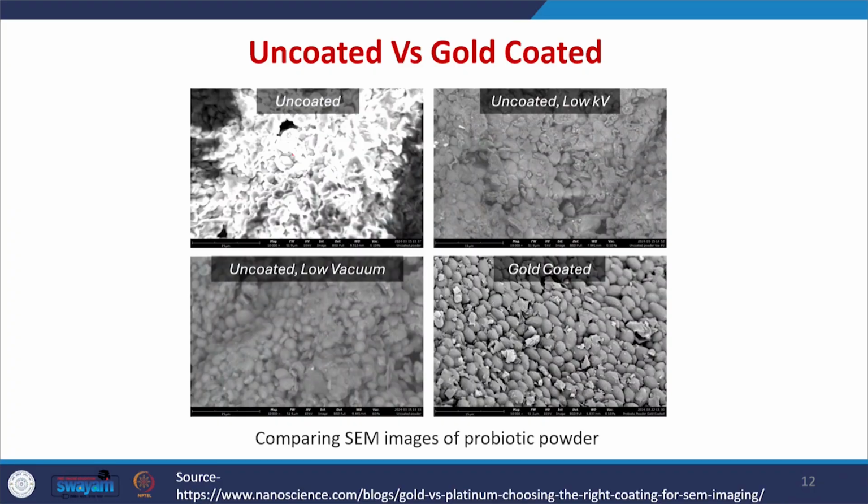So, let us see the difference between the uncoated and gold coated sample. This is a non-conductive sample. When you are using the uncoated sample, you can see that the resolution is poor and the sample gets damaged. And when you are using the uncoated sample with low voltage or low vacuum, the resolution is still poor. The same sample when you coat it with gold, you can see that you get a better resolution and better quality images. So, that is the advantage of gold sputtering on the samples.